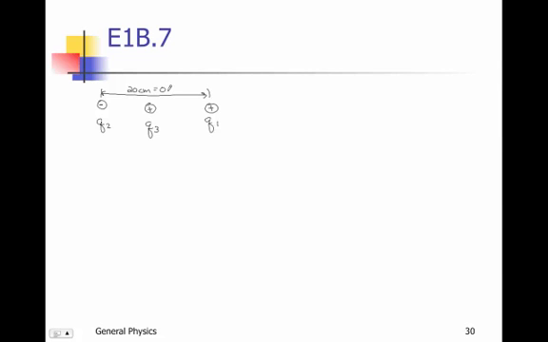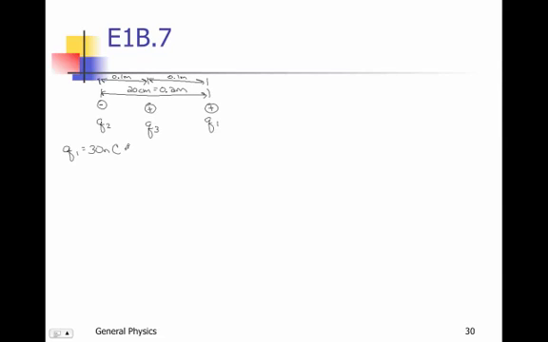They tell me that the distance from Q2 to Q1 is 20 centimeters, which is also equal to 0.2 meters. And I also know that Q3 is placed halfway in between, so the distance from Q2 to Q3 is equal to 0.1 meters. It's half of the 20 centimeters, and that's the same here. The distance from Q3 to Q1 is also 0.1 meters, or 10 centimeters.